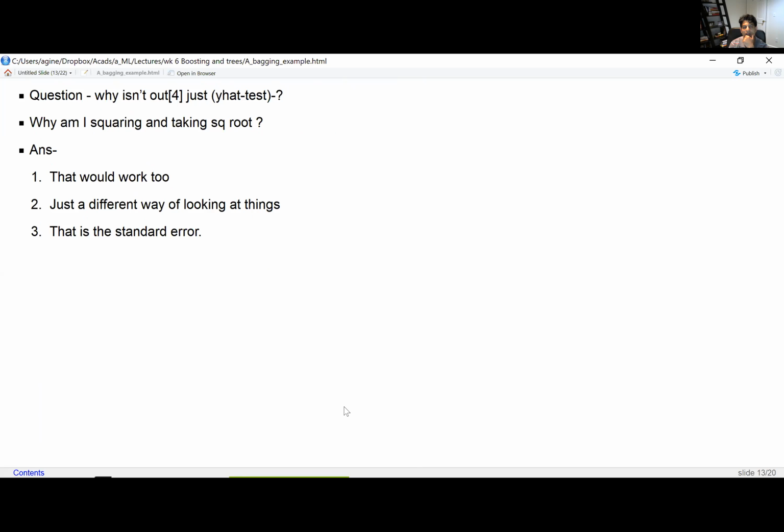So why am I squaring and taking the square root? If we don't square, then it will be plus and minus. It will go to 0, right? So absolutely, that's why you square them, and then you take the square root because you want to have the same units. So this is just the standard L2 error.